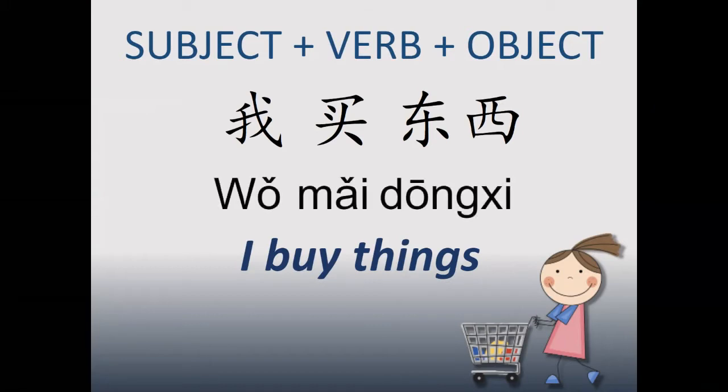In Chinese, 我买东西. So we have here the subject, which is 我, I. Then the verb, 买, which is to buy. And to finish with, we have the object, 东西, which is a generic word in order to express things. I buy things.